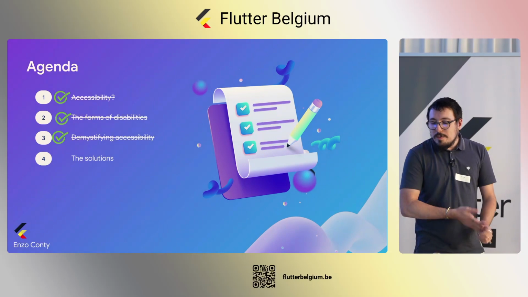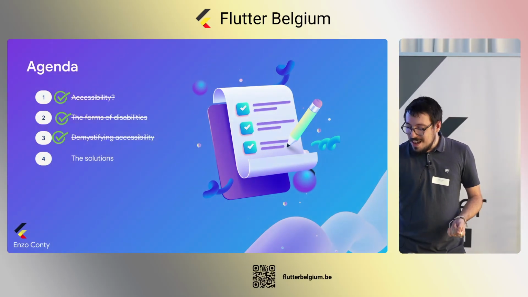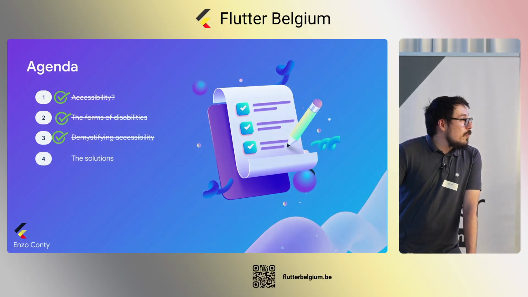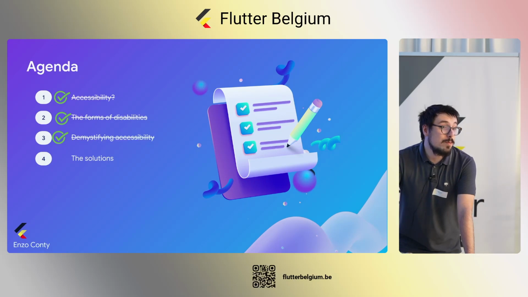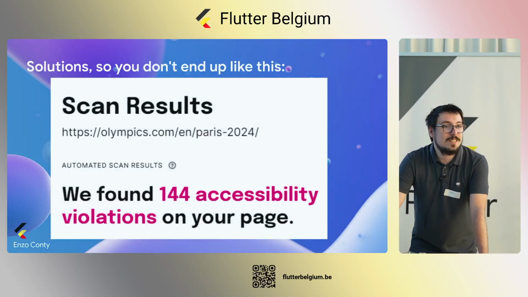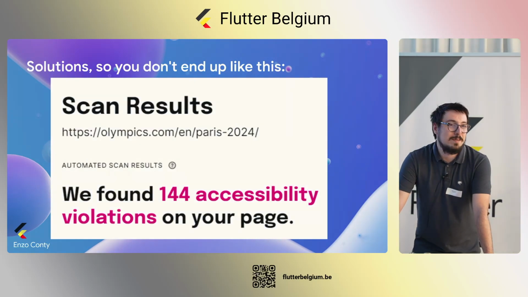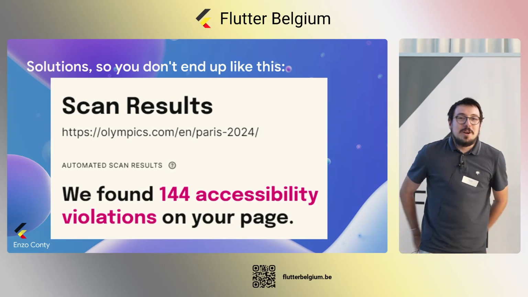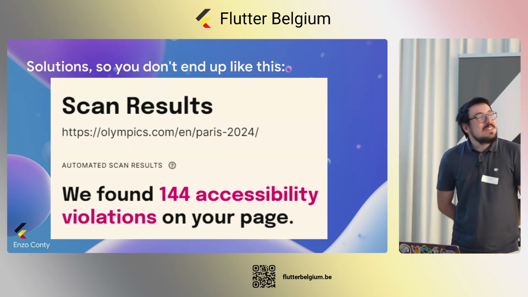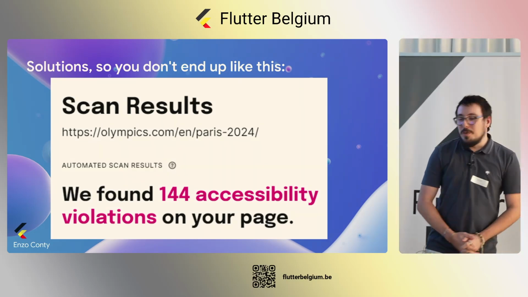All right, so now we have demystified accessibility. Now we have a little bit of a boring part, because we have to speak about solutions. And why do we have to speak about solutions? Firstly, to fix all the issues that we saw before, but also to not have this mess where the Olympic Games have 144 accessibility violations. So I'm quite ashamed to be French just for that, but we're going to find a solution for all this mess.